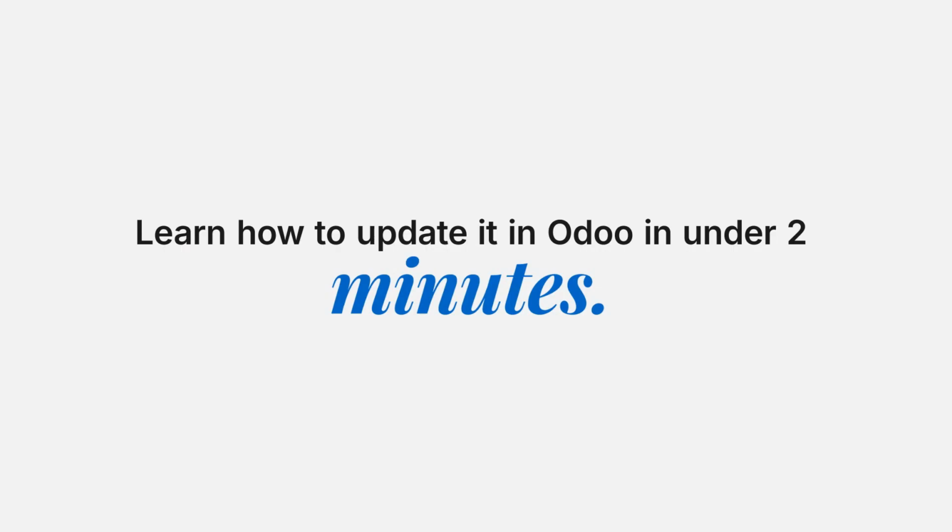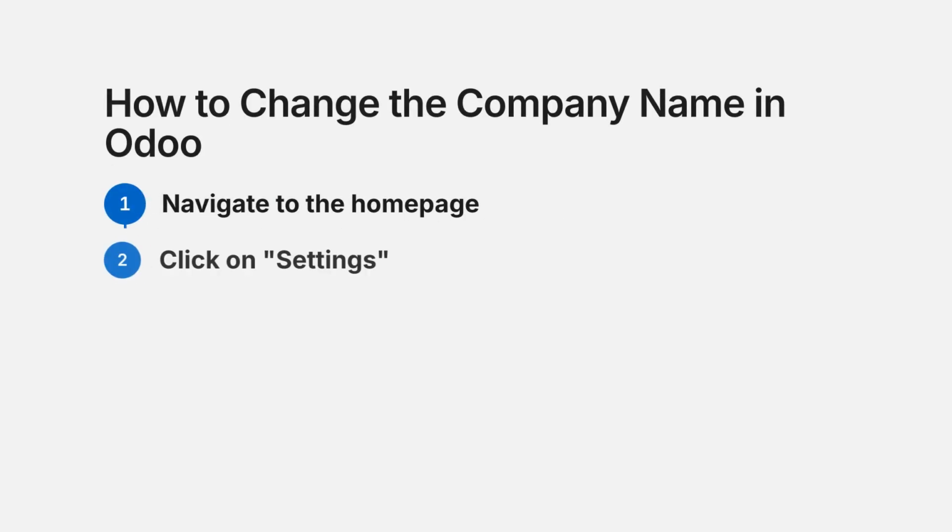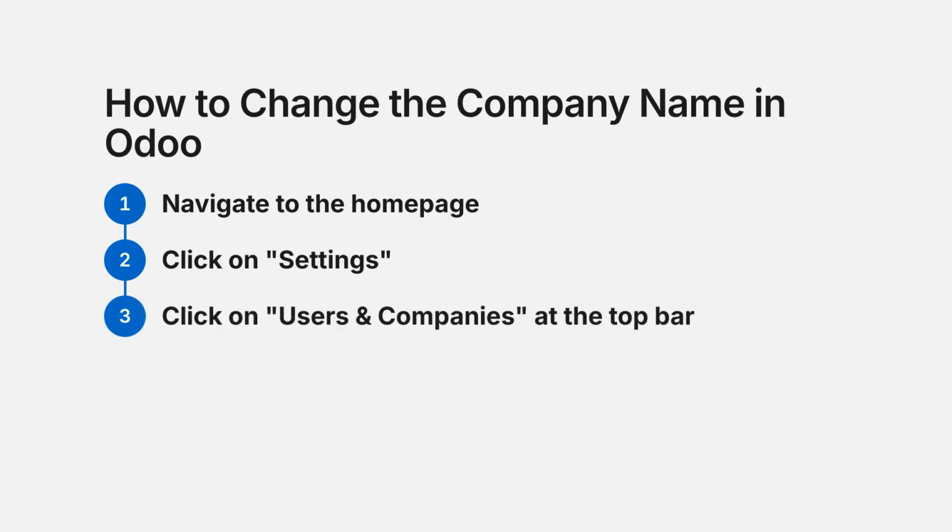Are you tired of sending invoices with the wrong company name? Learn how to update it in Odoo in under 2 minutes. I'll show you exactly where to click, from the home page to the final save, so you can change your company name without any hassle.